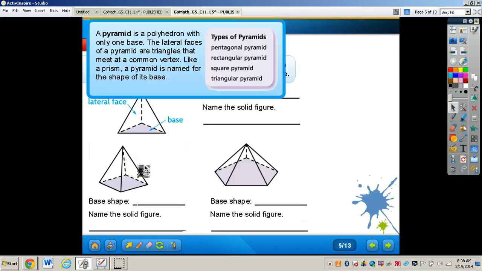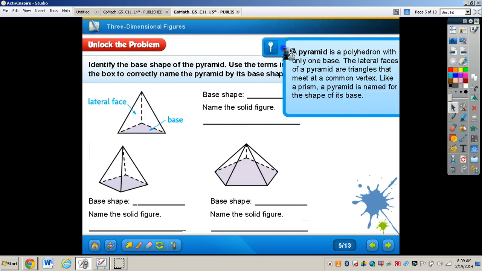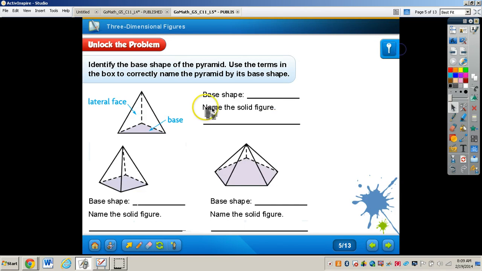Now we're going to move on to pyramids, and we can see that a pyramid is a polyhedron with only one base. The lateral faces of a pyramid are triangles that meet at a common vertex. Like a prism, a pyramid is named for the shape of its base. We have different types of pyramids based upon their bases. So let's take a look at some of these problems here.